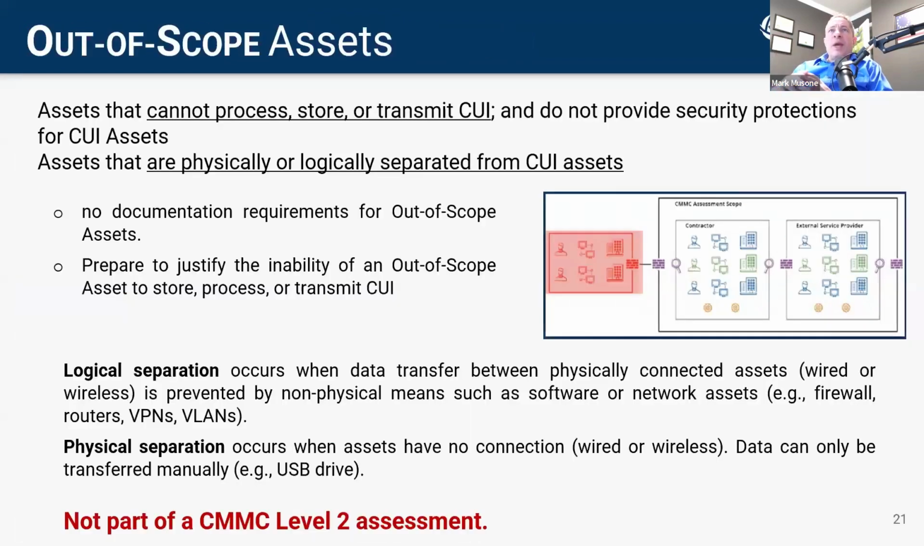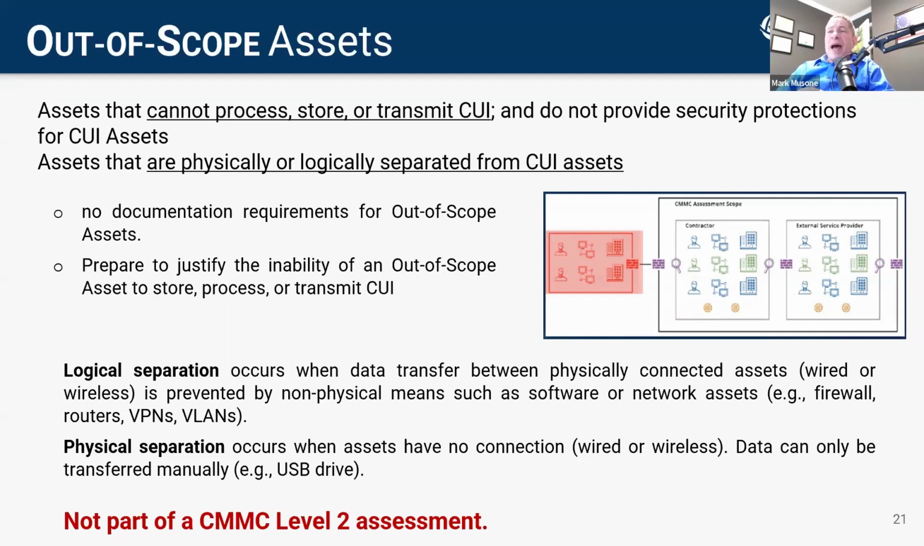Then we have out of scope assets. Those are assets that, again, cannot process, store, or transmit CUI. They don't provide security protections, and they need to be physically or logically separated from CUI assets. So if you have an asset that is sitting on the same network as a CUI asset, it would not be considered out of scope. It would have to be on a separate network.